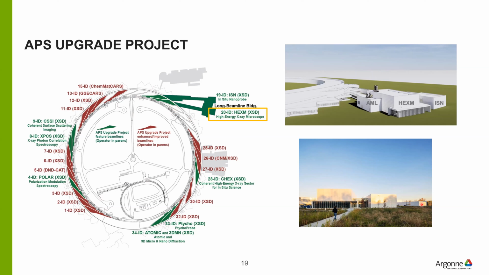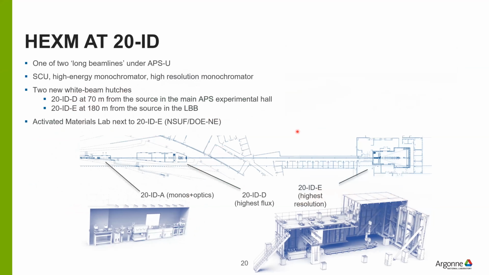And the outer structure has been built for quite some time now, about a year plus. What it will be home to is, we'll be sharing this long beamline space with the inelastic X-ray scattering beamline and the HEXM beamline here, and then an activated materials lab that will house some of the radioactive materials handling, so that we can collaborate further with the activated materials community. So this is how the top view looks.